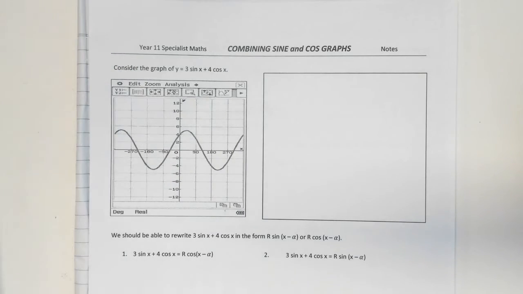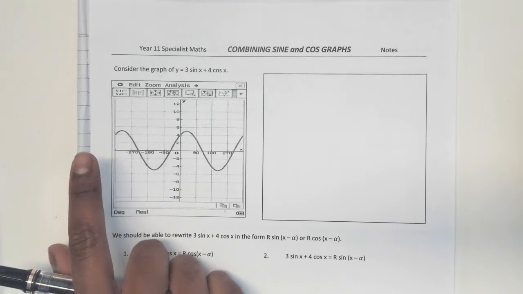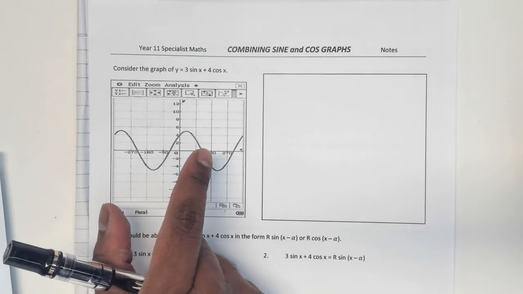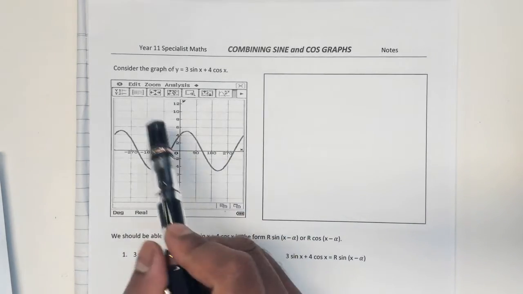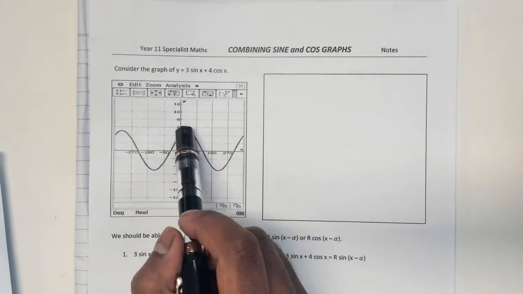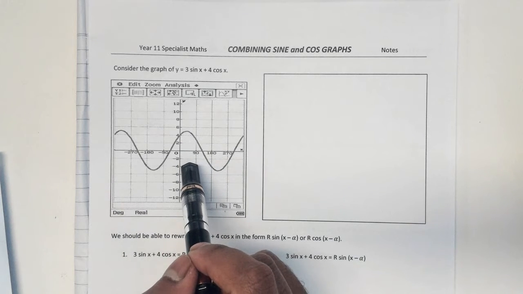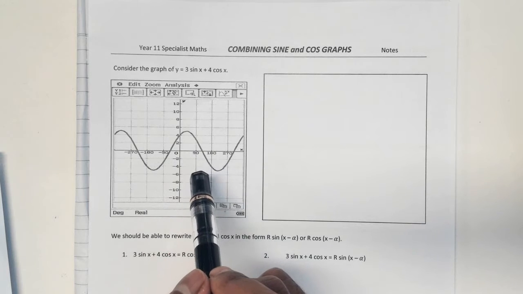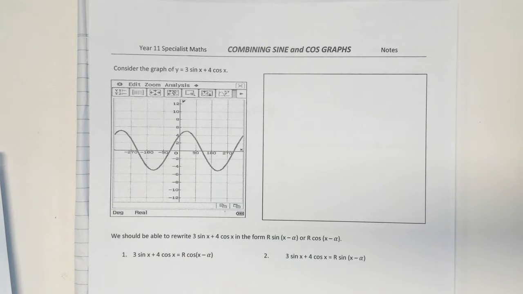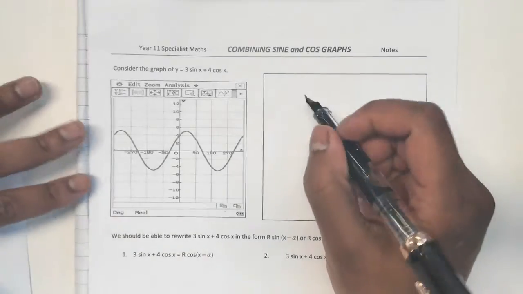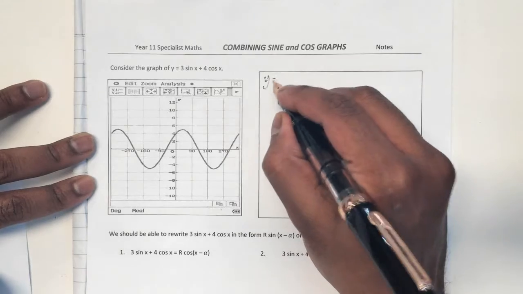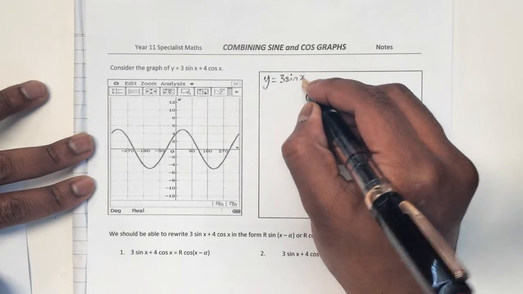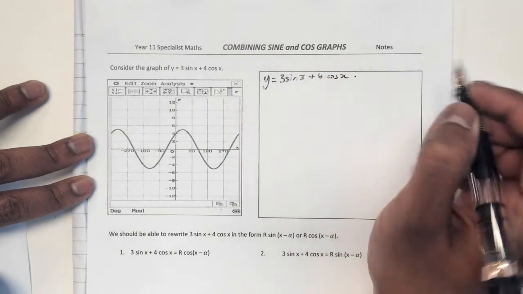So when you graph 3 sine x plus 4 cos x on your ClassPad, you will get this bad boy over here. Right? So that doesn't look like anything fancy, it just looks like a trig graph that's been shifted horizontally. So let's take y equals 3 sine x plus 4 cos x.